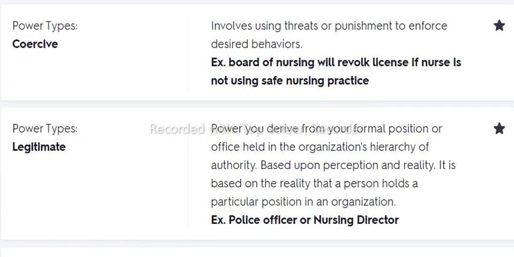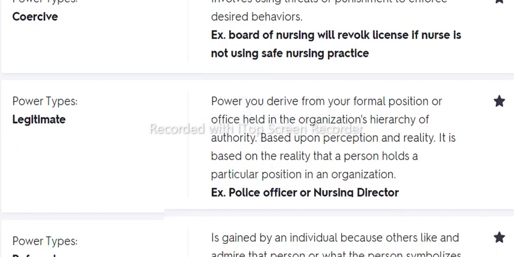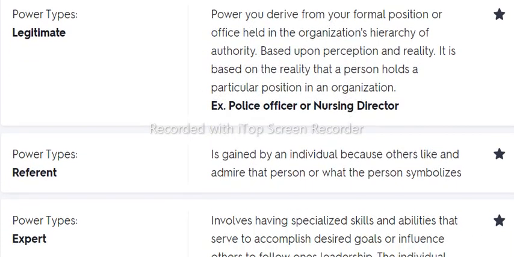Power types: coercive, involves using threats or punishment to enforce desired behaviors. Example: Board of Nursing will revoke license if nurse is not using safe nursing practice. Power types: legitimate. Power you derive from your formal position or office held in the organization's hierarchy of authority, based upon perception and reality. It is based on the reality that a person holds a particular position in an organization. Example: police officer or nursing director.